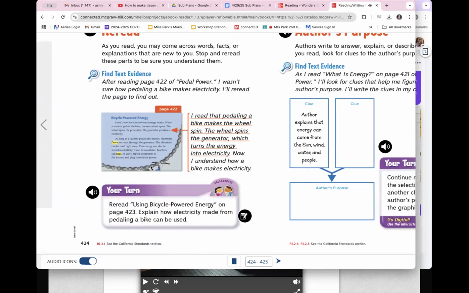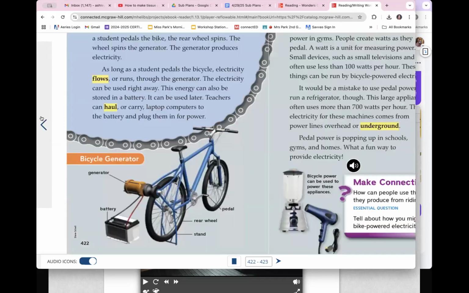Okay, you guys are going to be doing this next portion. Reread using bicycle-powered energy on page 423. Explain how electricity made from pedaling a bike can be used. So I'm going to go ahead and go to page 423, and then you guys can pause the video and then discuss it in class. Explain how electricity made from pedaling a bike can be used.